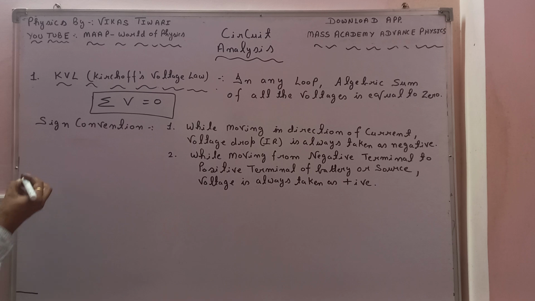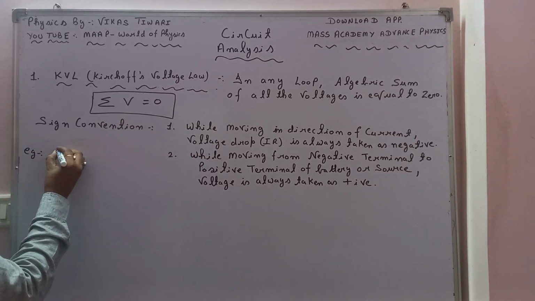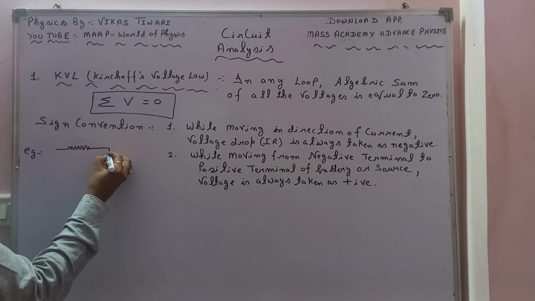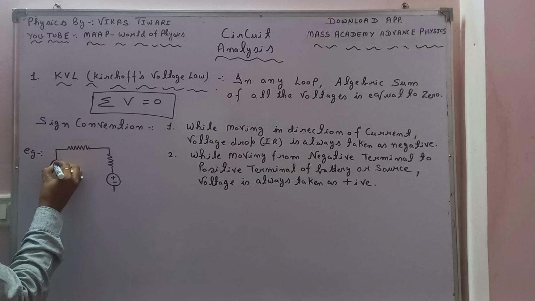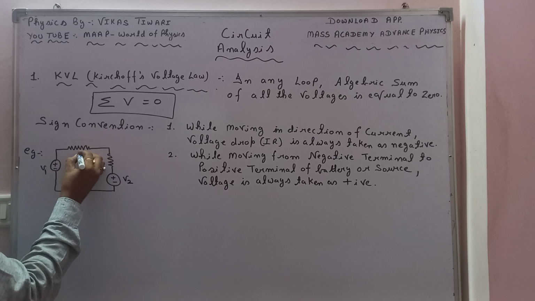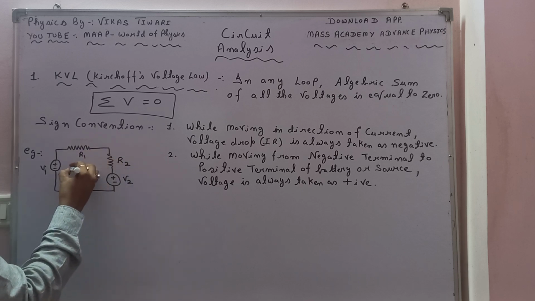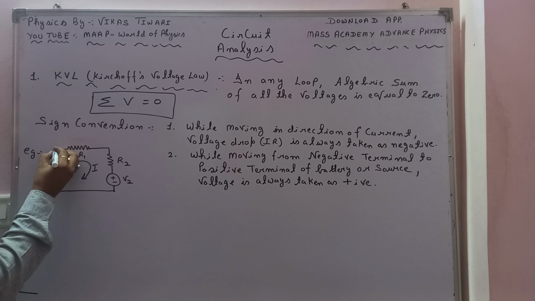So if we go for the application part, I am taking a very simple example of how we are going to apply it. I am taking two resistances in a very simple circuit, the simplest circuit, in which I am taking two voltage sources, V1 and V2, and two resistances, R1 and R2. The direction of current flow is this one. Current flows in this particular path, so this is a loop.